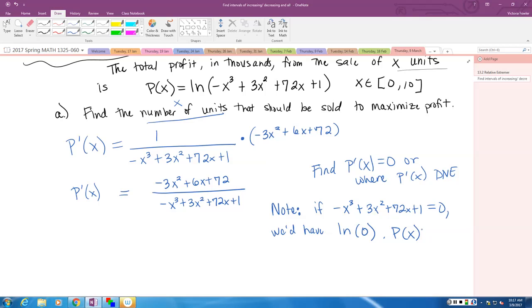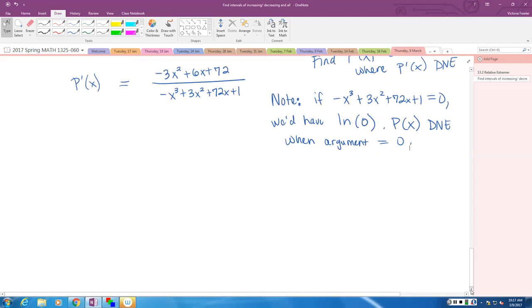Because remember, natural log of 0 is saying e to what power would give you back 0? Does e raised to any power give you back 0? No, it doesn't exist. So I'm going to have here p of x actually doesn't exist when the argument is equal to 0. Okay, it's not even in my original domain, so I don't have to worry about it. I'm going to test around it, but it's not actually going to be a critical number. I have to test around it.